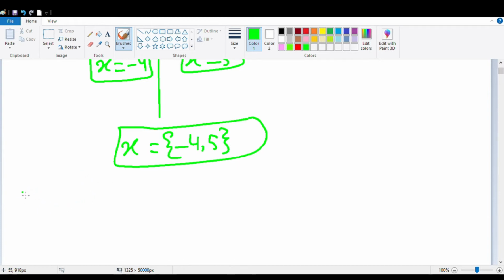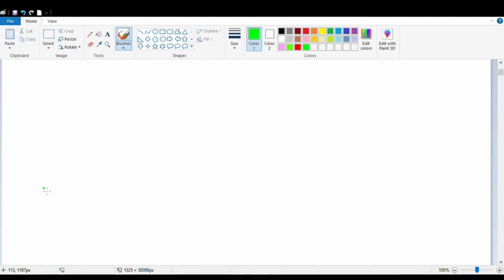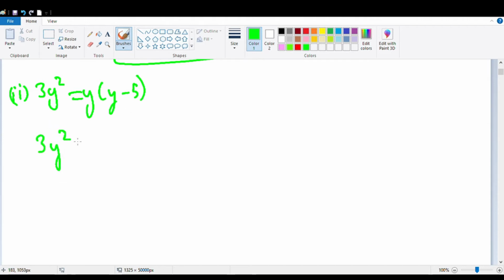Okay, part 2. Part 2 is 3y squared is equal to y into y minus 5. So 3y squared is equal to, here y into y is y squared, and y into negative 5 is negative 5y. So y squared minus 5y.